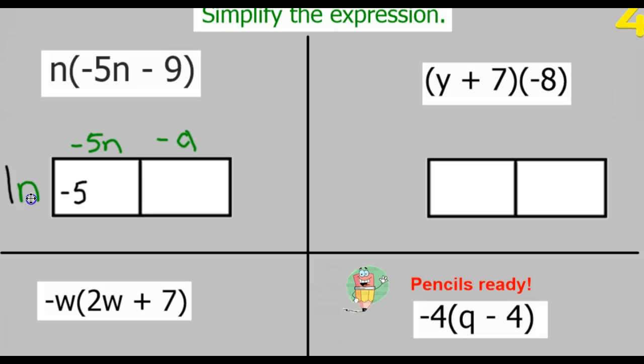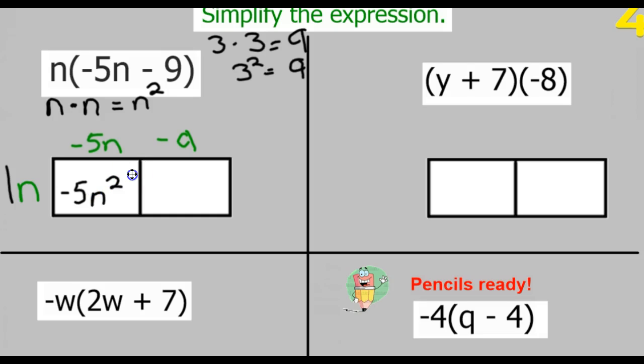Now, I also have an n times an n. What that looks like is n times n. If I were to put a number in front, like a 3, and I did 3 times 3, I would get 9. Another way to write 3 times 3 is 3 squared. That also gives me 9. So if we follow this same pattern, n times n, we could also write that as n squared. So n times n is going to give me n squared.